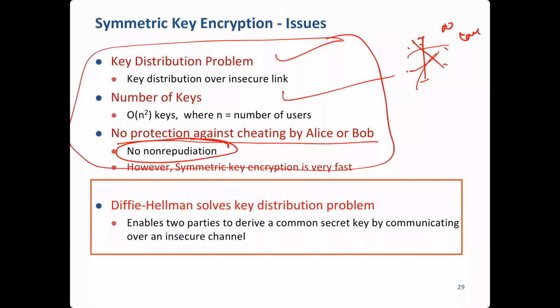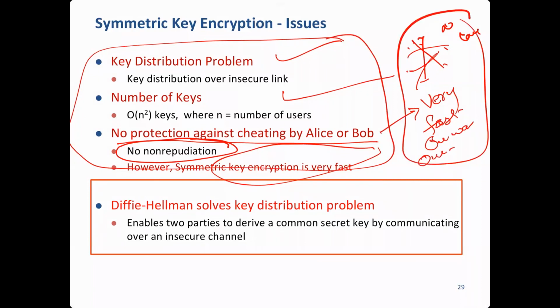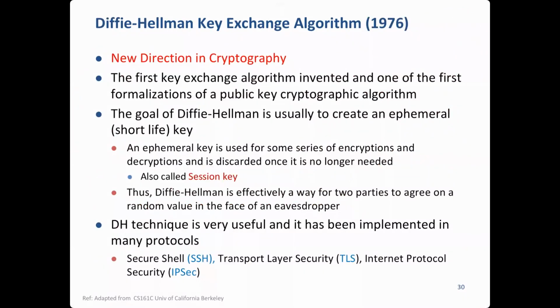But symmetric key is very fast. The only advantage of symmetric key is that it is confidential and very fast, and of course one way and a one-to-one mapping: something that you encrypt you can decrypt. But the key distribution problem remains, and that we are going to solve with Diffie-Hellman. This defines a new direction in cryptography.